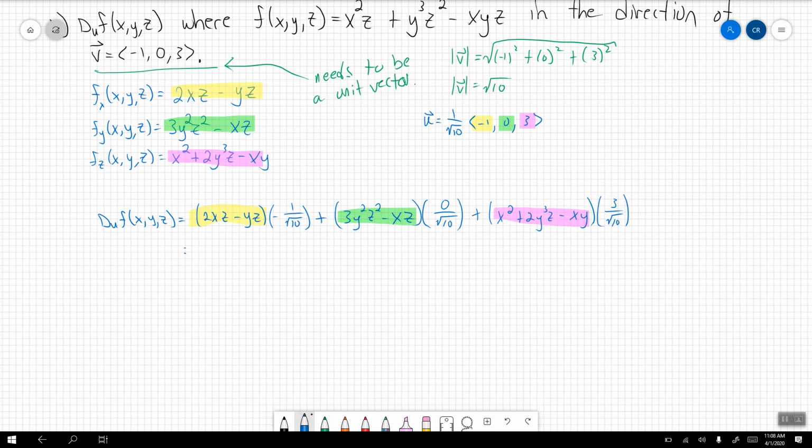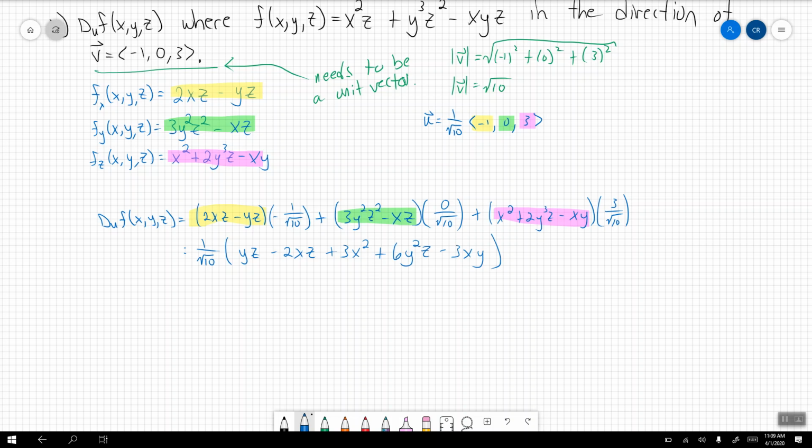Notice that all of these values have root 10 in the denominator, so I'm going to factor out that root 10. That way it makes calculations a little bit easier. Distribute the negative in here, so we're going to have yz minus 2xz. Second component, that's going to be 0 because it's being multiplied by 0. Third component is being multiplied by 3, so I'm going to distribute. So that's going to be plus 3x squared plus 6y squared z minus 3xy.